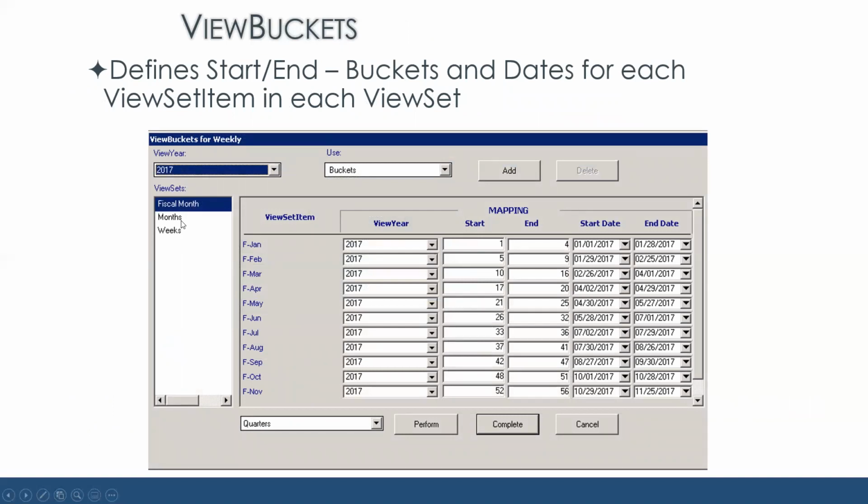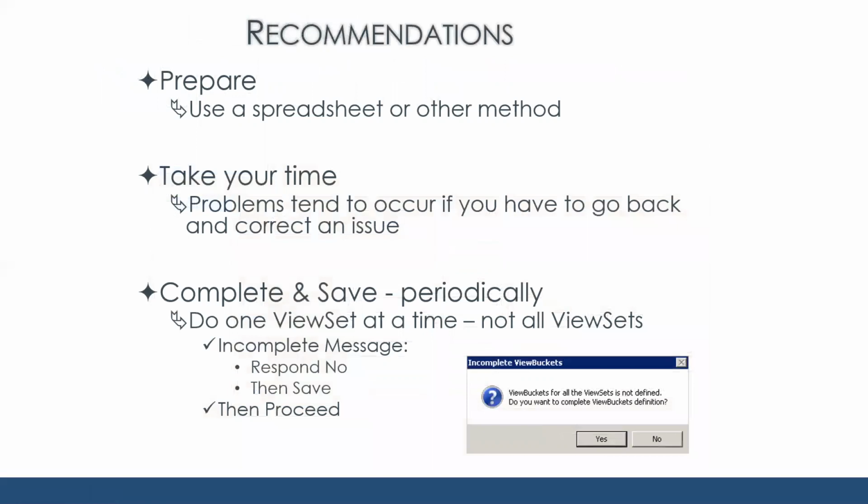What I've seen a lot of people do is they'll stay on this screen, do each of the different view sets until everything's done, and then say complete. And there might be an error somewhere along the process. I'm all about taking little steps along the way, especially when you're setting up your view calendars. So go ahead on that screen, say complete. It'll come back and say, hey, you've got some more view sets to do. Go ahead and say no, save it, then repeat to the next view set.